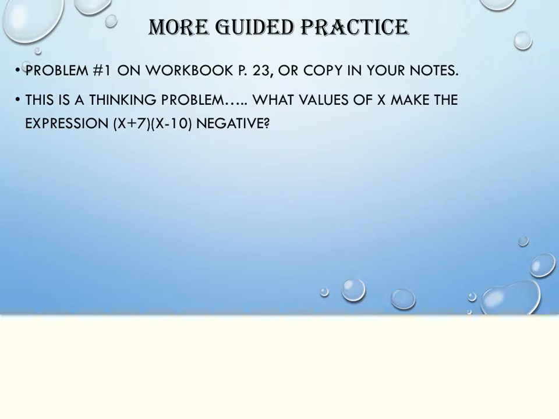All right, now this is a thinking problem, which sometimes are difficult, but we'll walk through this. x plus 7, x minus 10. What values make this negative? So, when we multiply one side times the other side, in order to get a negative number, one of them has to be negative. So if the first one's positive, when you multiply them together, then the answer to the next one has to be negative for you to come out with a negative answer.